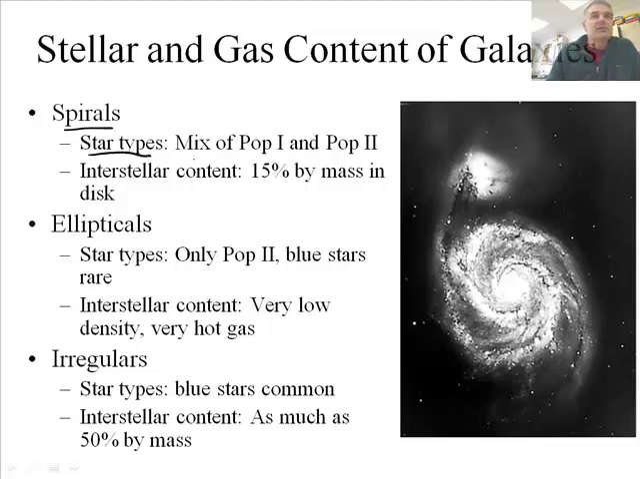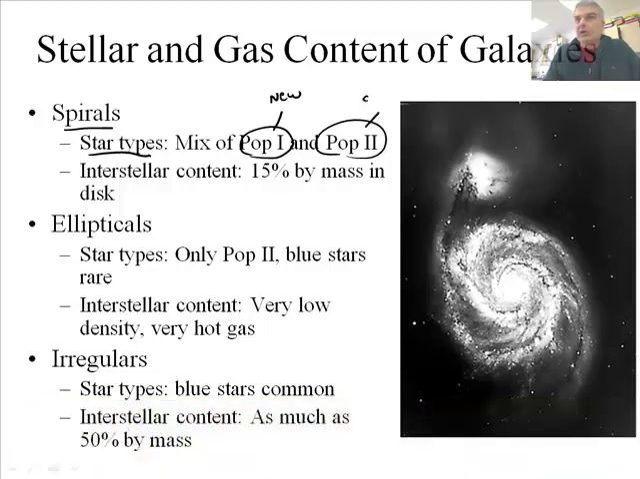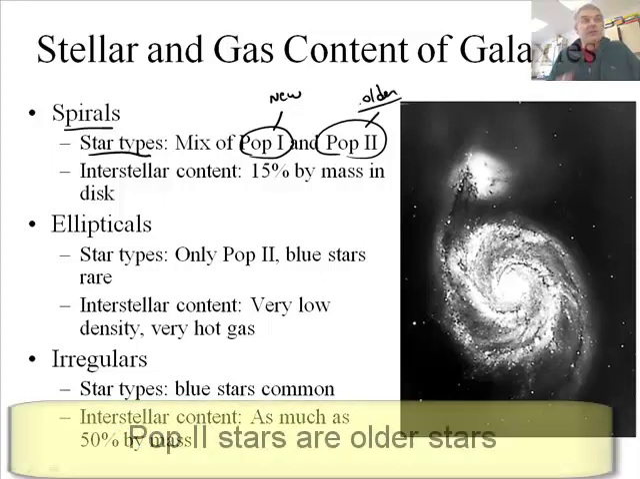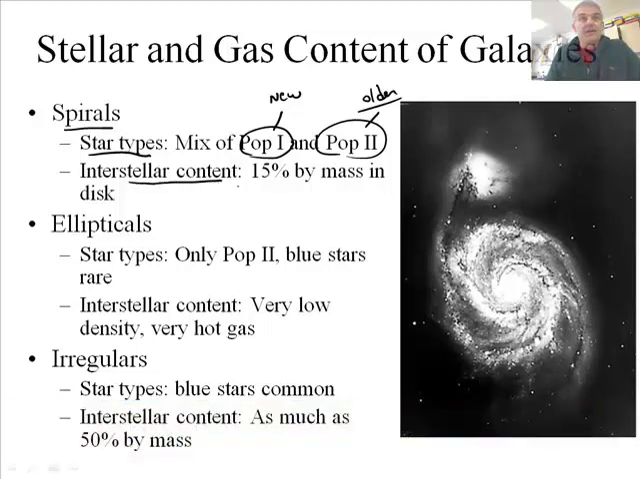So in a spiral galaxy, the star types are a mix of Population 1 and Population 2. Now, what does that mean? I think we haven't talked about what Population 1 and Population 2 stars are. Basically, the Population 1 stars are new, younger stars, and Population 2 are older stars. So in spirals you kind of have a mix. And the interstellar content, that's just the gases, is like 15%.